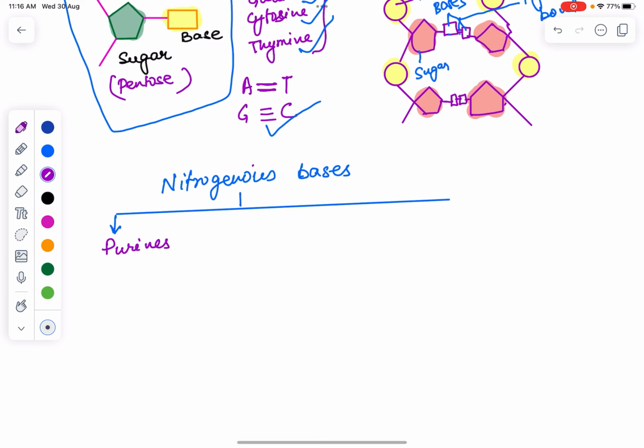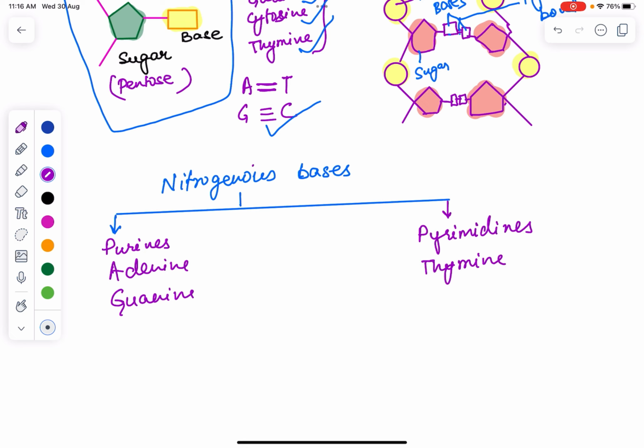Purines: adenine and guanine. Pyrimidines: thymine, cytosine and uracil.